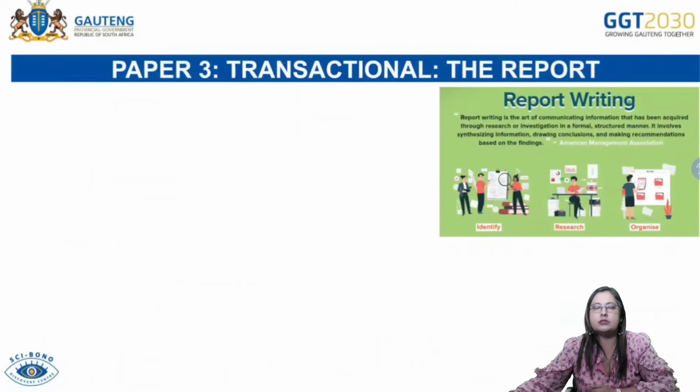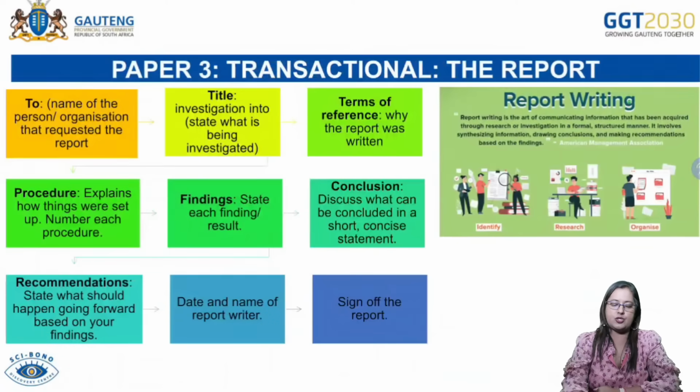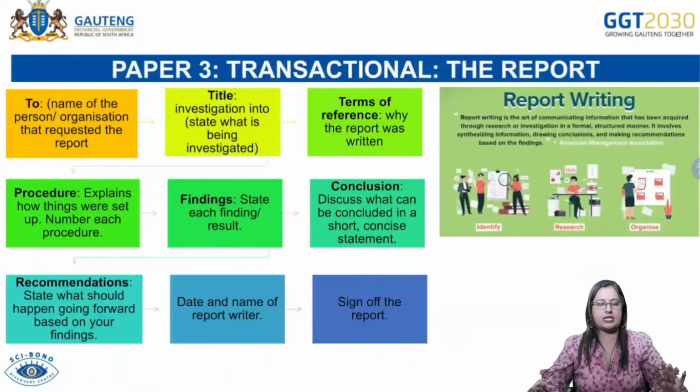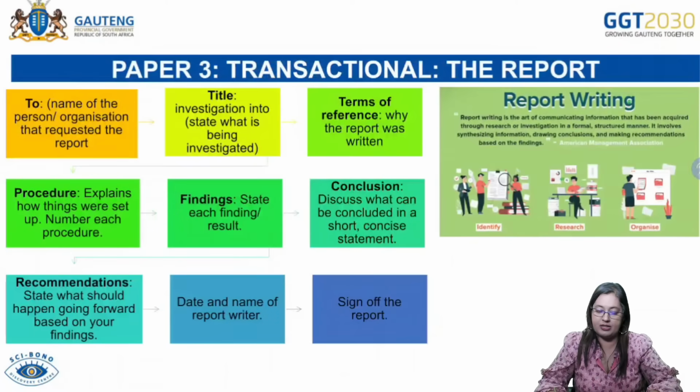The report is also something that might feature, and this is when we are communicating information that we have got through research or investigations. All right, and then we're trying to obviously give an idea to the audience. So you would then say to the person or the organization that you're going to send this report to, the title will be the investigation, for example, or what you have been investigating, and then why you are going to write this report is important.